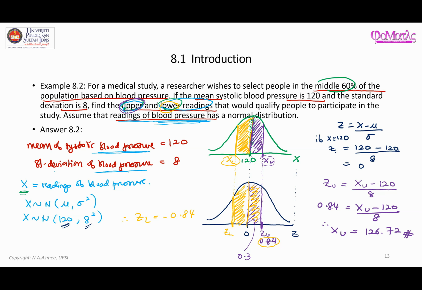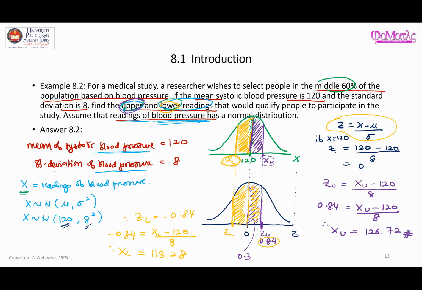I can use this formula again to get the value of this one. ZL is equal to XL minus 120 over 8, and ZL is negative 0.84. I'm just going to write that down. Therefore, XL is going to be negative 0.84 times 8 plus 120, and XL is 113.28.